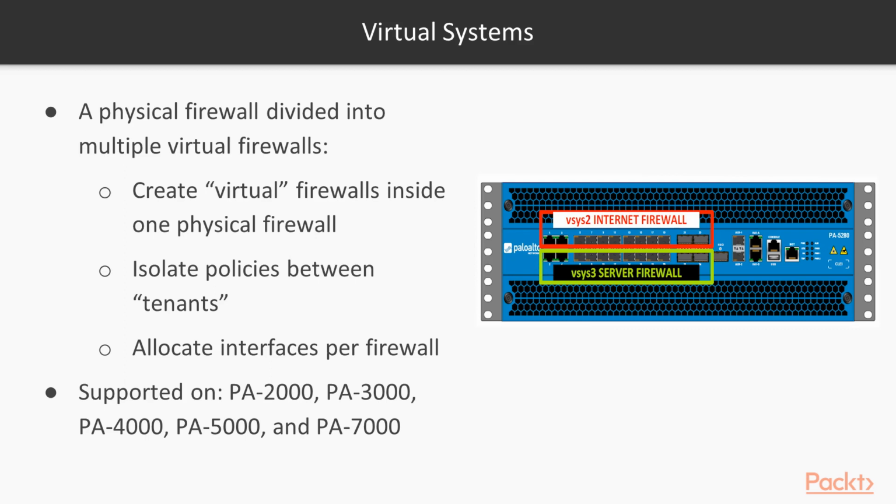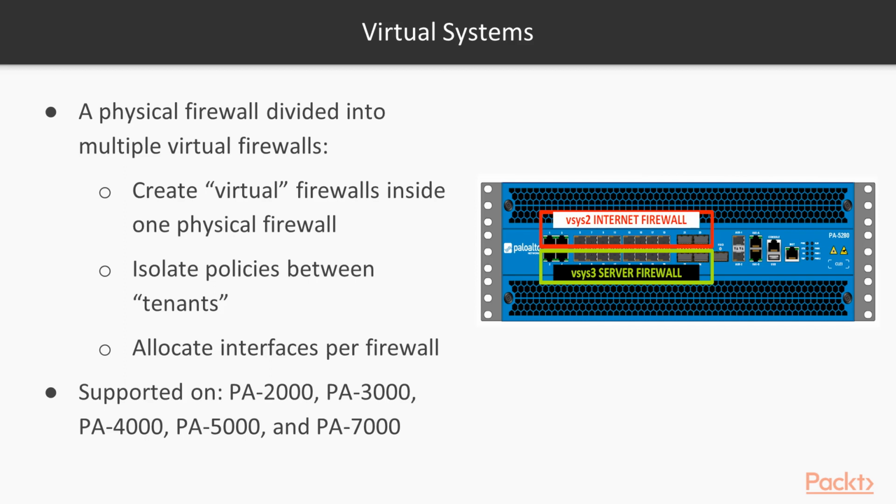So like I mentioned, I can create a virtual firewall inside one physical firewall. So I can allocate a set of ports for one firewall and then another set of ports for the other one. I can isolate policies. So if I want to make my policy table shorter or cleaner, I can do that by allocating two completely different firewall instances inside my physical firewall.